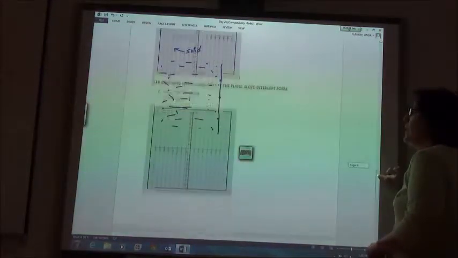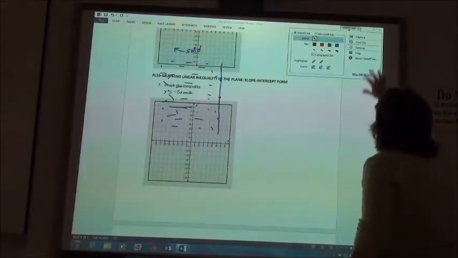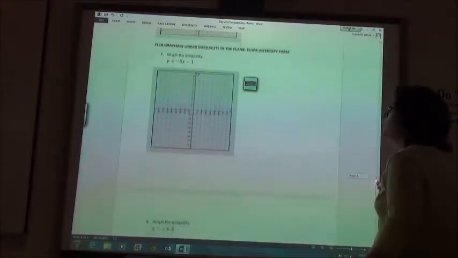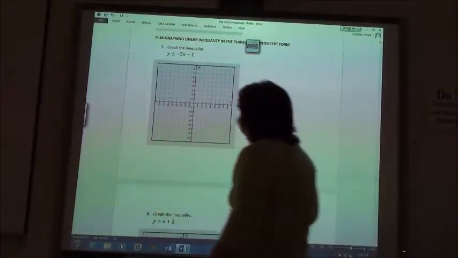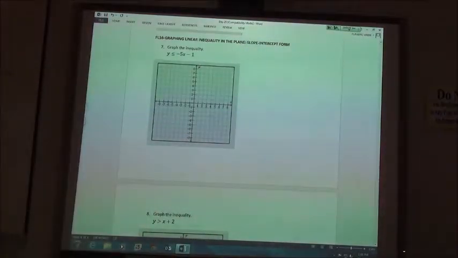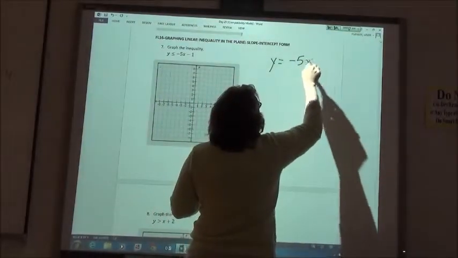Number 7 then. Whoops, I got to clear it. I'm used to just clicking on the board and it clearing it. So number 7, we want to graph y is less than or equal to negative 5x minus 1. So again, we're going to pretend it's an equal, and we're going to do y equals negative 5x minus 1.